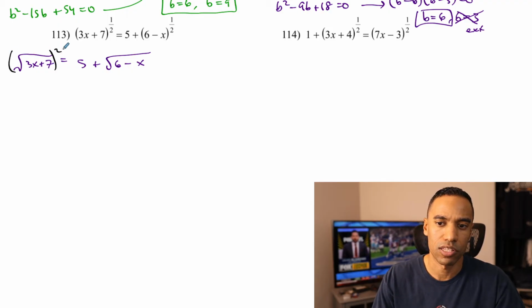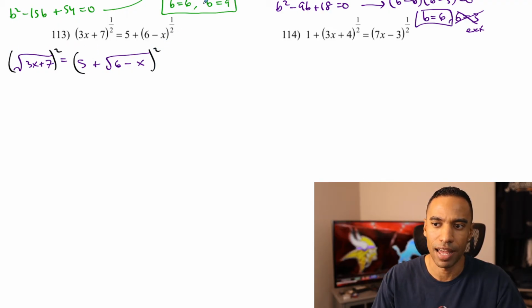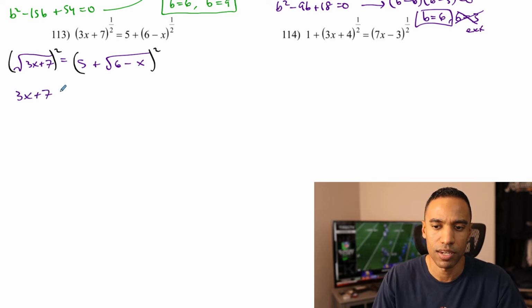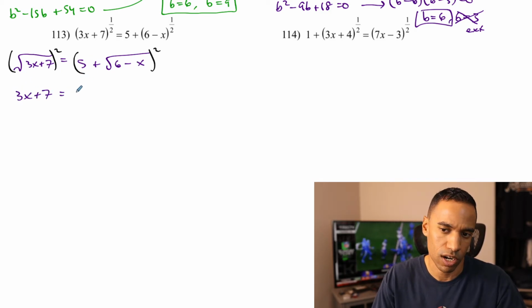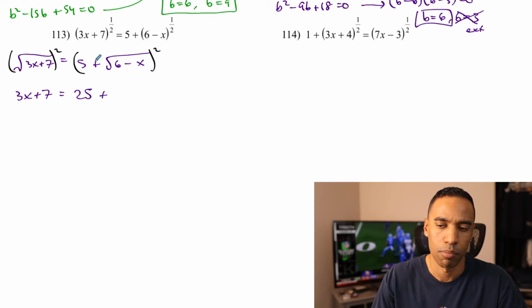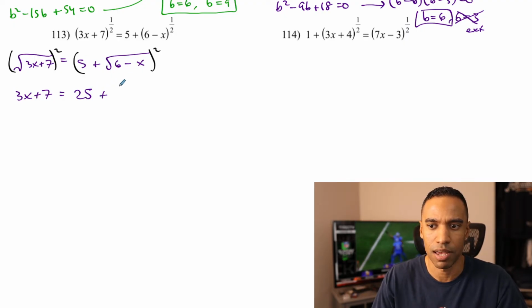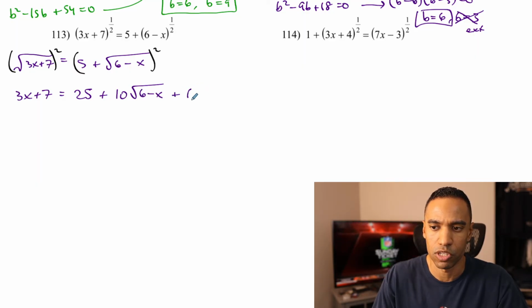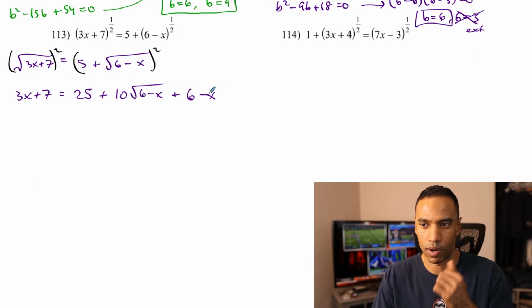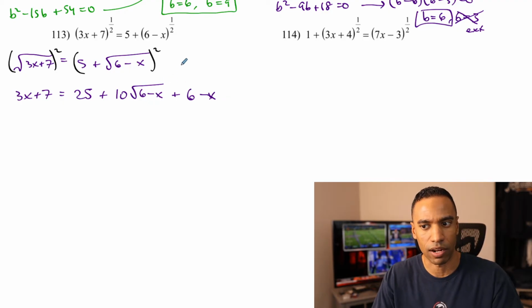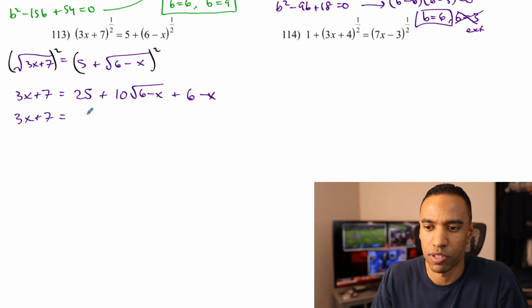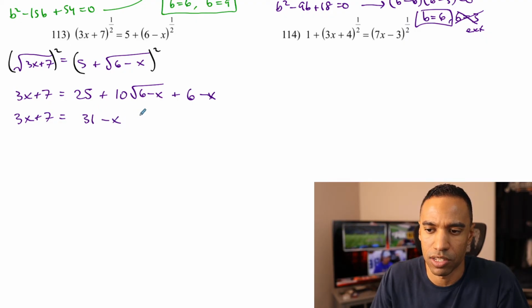When I square both sides here, it'll cancel out the radical on the left, but it will not fully cancel out the radical on the right. I get 3x plus 7 here, and this is a perfect square trinomial. It's a squared plus 2ab plus b squared. 5 times root 6 minus x is 10 root 6 minus x, plus 25. Square root of 6 minus x squared is indeed 6 minus x, but that radical is still there. Let's keep working that out. 25 plus 6 is 31. I have that minus x and plus 10 root 6 minus x.